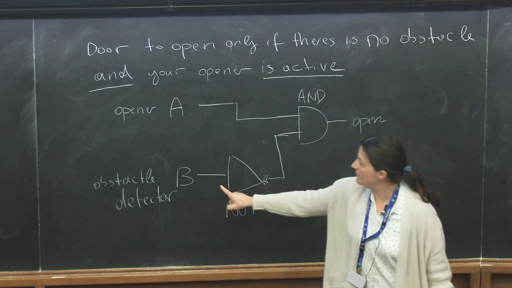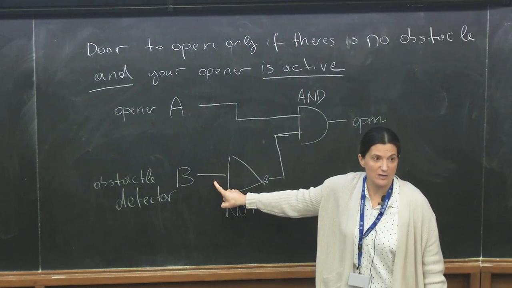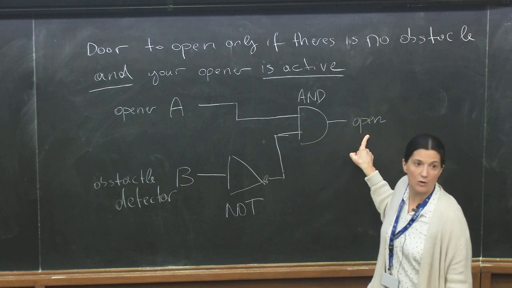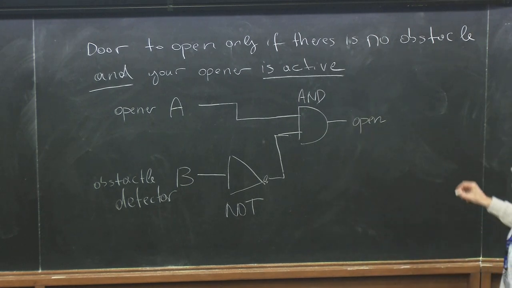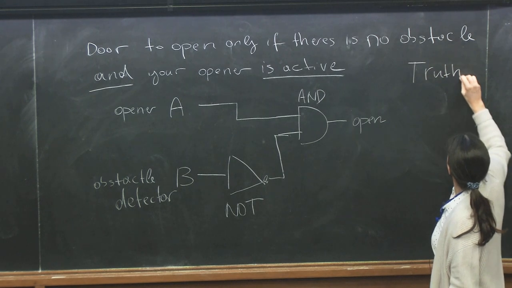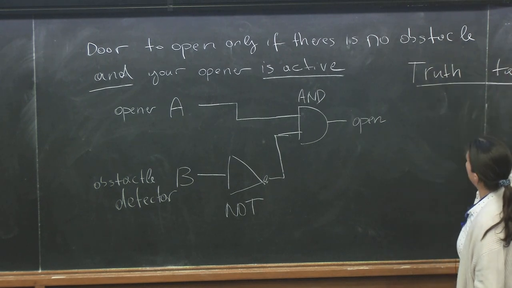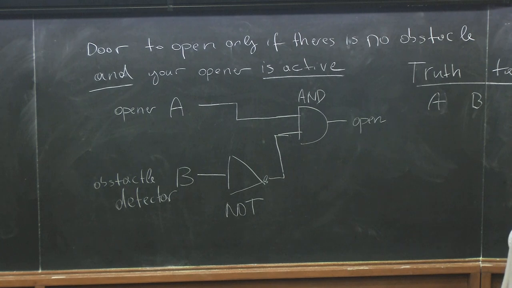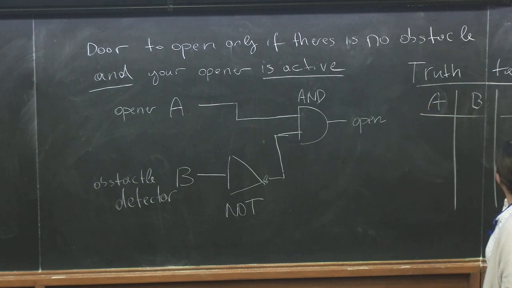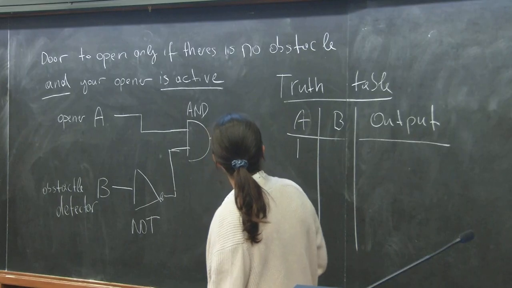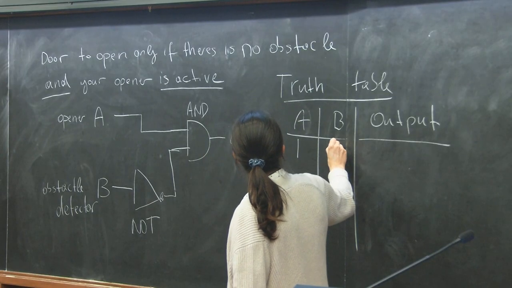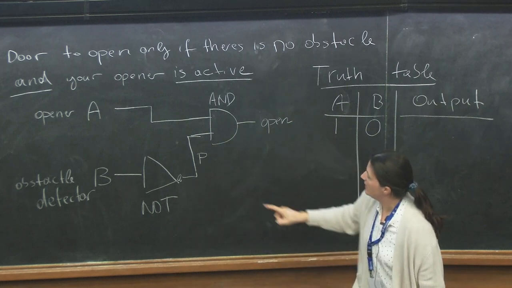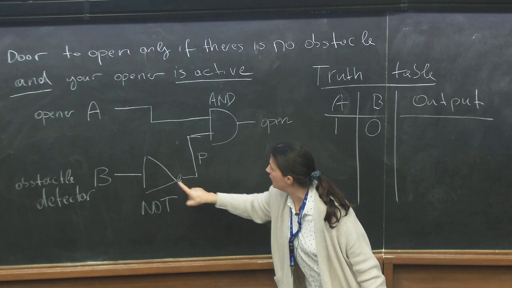So only when B is not active, when there's no obstacle, and after A is active, you want it to open, right? So you can write down what's called a truth table. You can think about what's A, what's B, what's your output, and you can go through all of these possibilities. So when A is active, and when I don't have an obstacle, what happens in this intermediate step? Because B is not active, it becomes a 1.